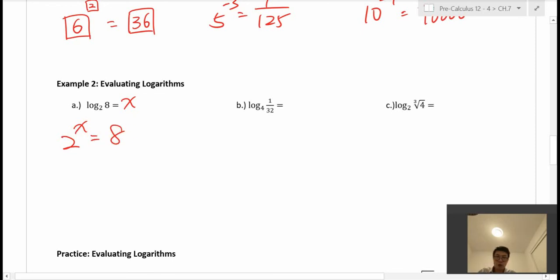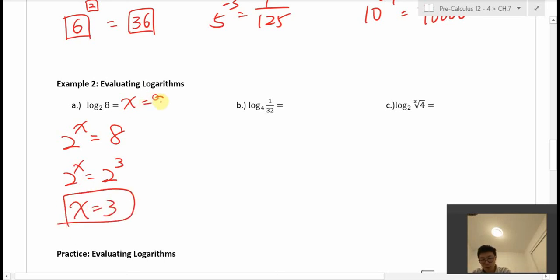Well, now I know how to do this. 2 to the power of 3 is 8. Now, if you don't remember how to do this, recall we need to change to the same base. So 8 can be written as 2 to the power of 3. So you can see clearly x equals 3, and therefore this equals 3. Okay. Similarly, for part B, we're going to say this equals x.